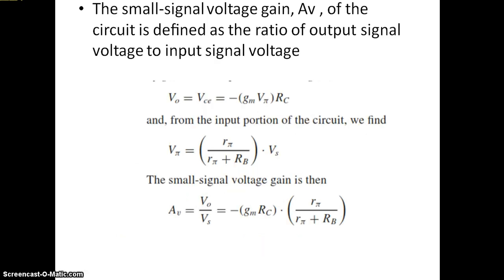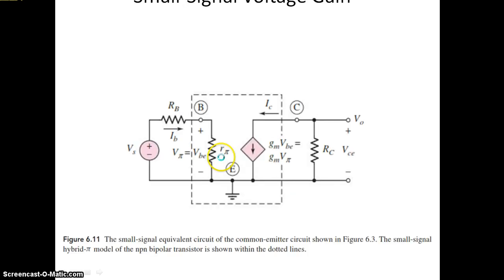Okay. Now we are going to derive the voltage gain. The output voltage VCE is given by minus GM V pi into RC, where V pi is the drop across R pi in the circuit. So V pi is given by R pi into Vs by R pi plus RB. So that will be the V pi.